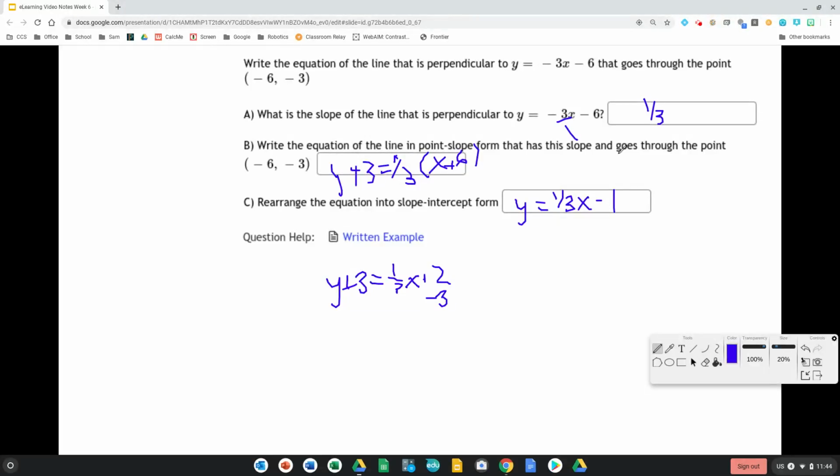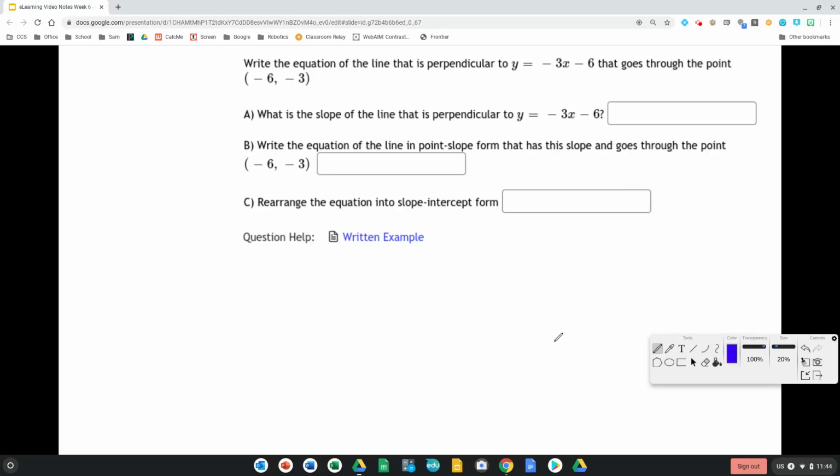If we were to graph that equation and the equation y equals -3x minus 6, they would be perpendicular. They would meet at a 90-degree angle. We would also find out that it goes through the point (-6, -3), which is what we're going for here. All right, so that is what you're going to be working on today.